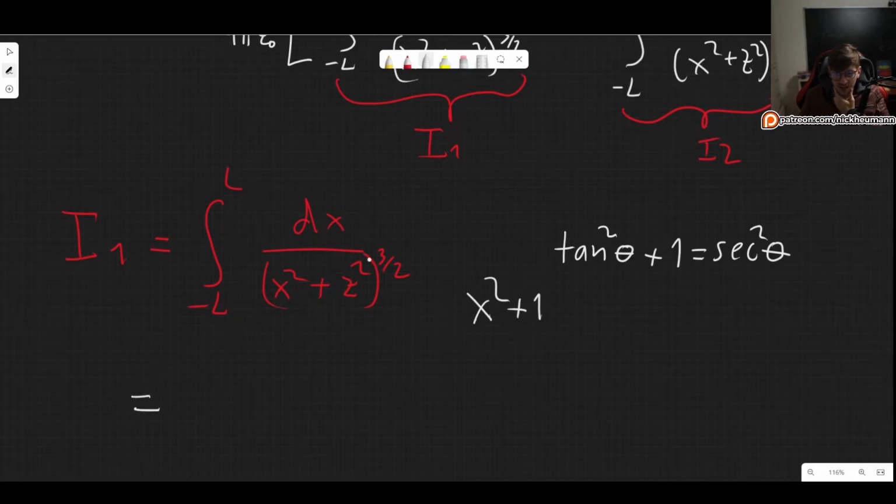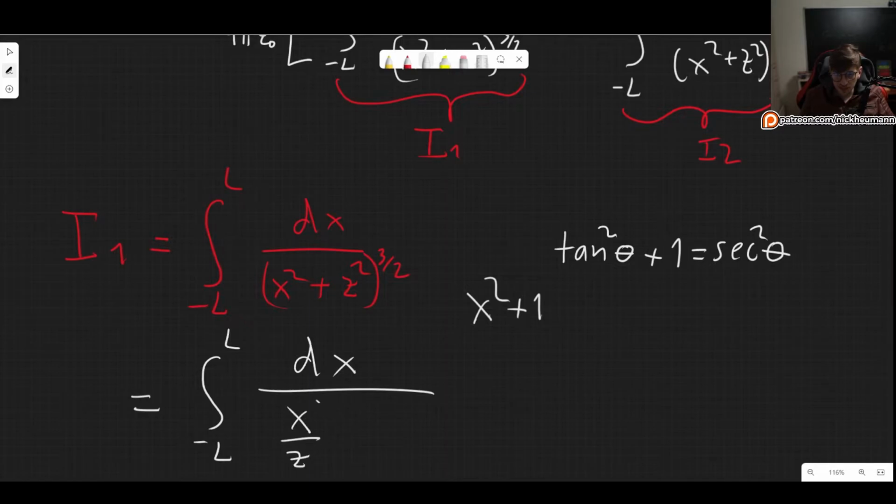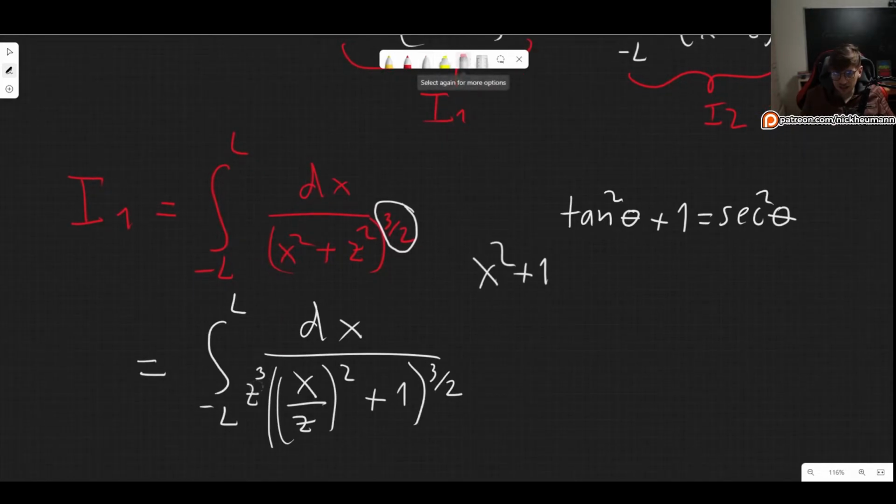So first, let's factor out a z squared. That is the first step. We simply factor out, so we get x over z, all of this squared, plus 1. And then z squared, which we factored out, but then you have to apply the 3/2 power. So we get z squared to the 3/2, and you end up with z cubed and all of this to the 3/2. Since z doesn't depend on x, you can now write this as 1 over z cubed.